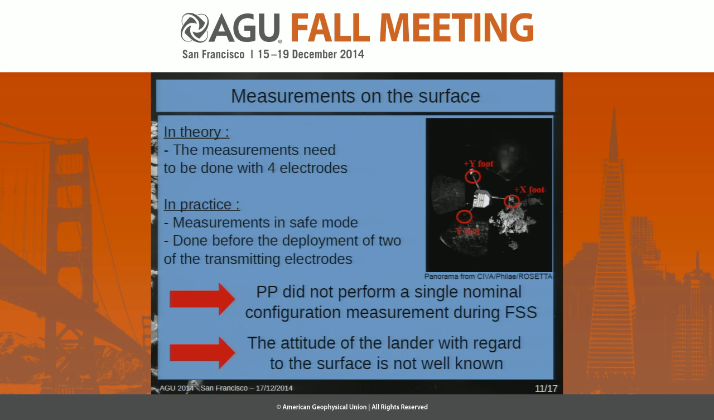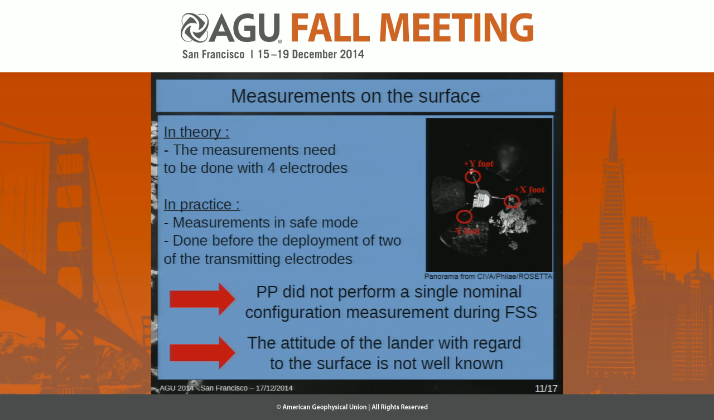So now I've presented to you the results during descent. I'm going to present to you what we measured on the surface. In theory, the measurements need to be done with 4 electrodes. The thing is, the lander was not in its nominal configuration, and we were therefore in safe mode. Safe mode for our instrument implies that the measurements were done before the deployment of the 2 transmitting electrodes which are collocated with the 2 of the instruments. So we only have the plus X electrode that transmits a current, and the plus Y and minus Y that measure the potential. In this case, the body acts as the second transmitting electrode, and this makes our simulations also more complicated.